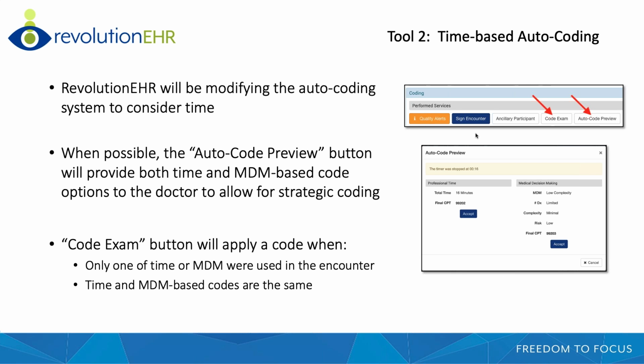So we need to modify the auto-coding system to help you on that front. And what you're seeing here in this modal, and I should back up a second and say, many of you will know that on the coding screen with an encounter, you have 2 buttons. One says Code Exam. The other says Auto Code Preview.